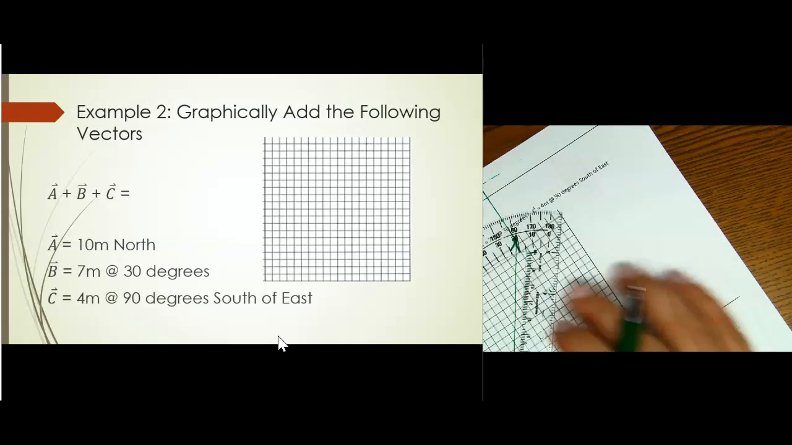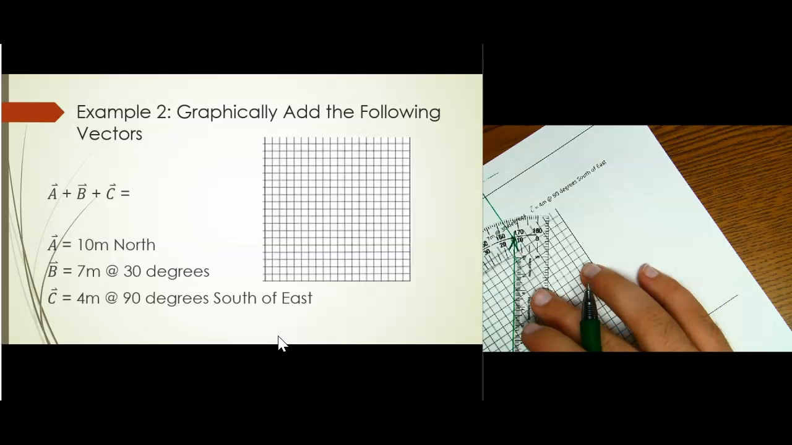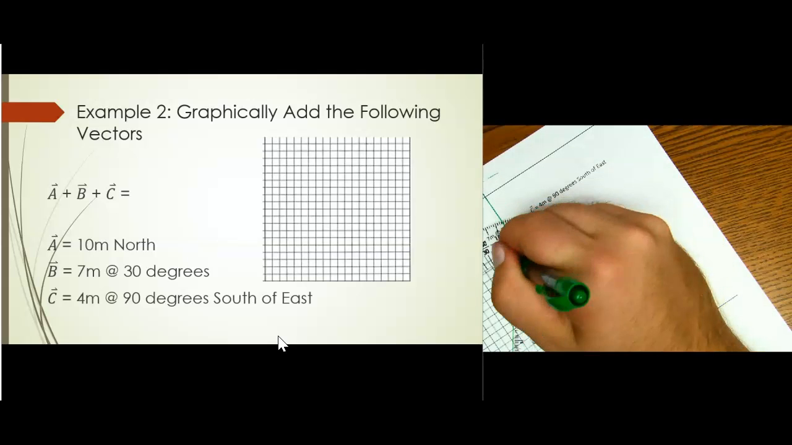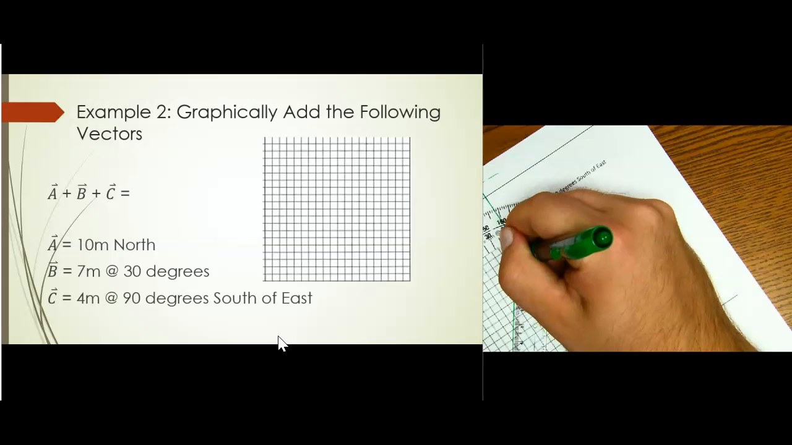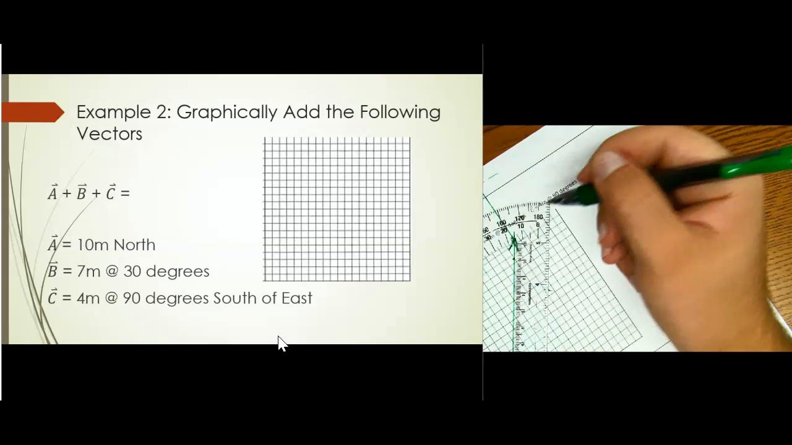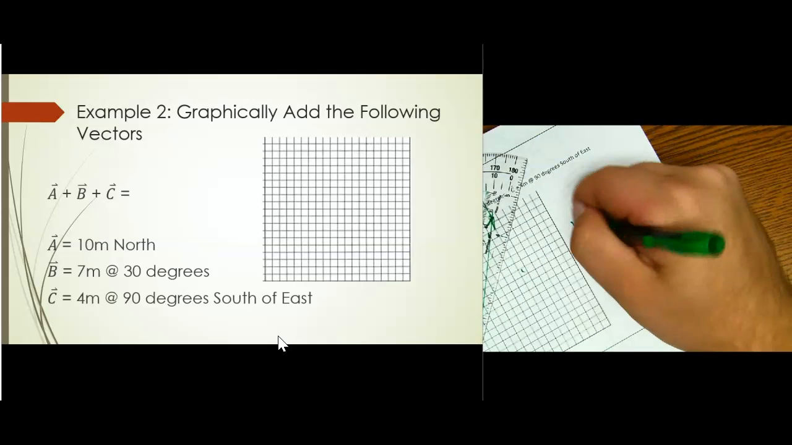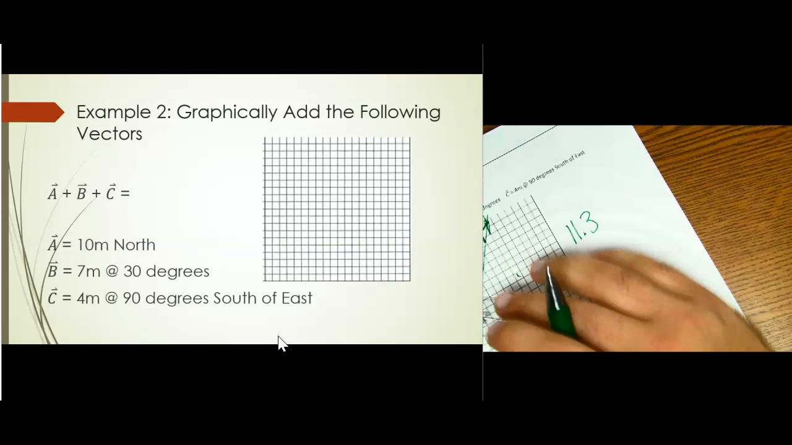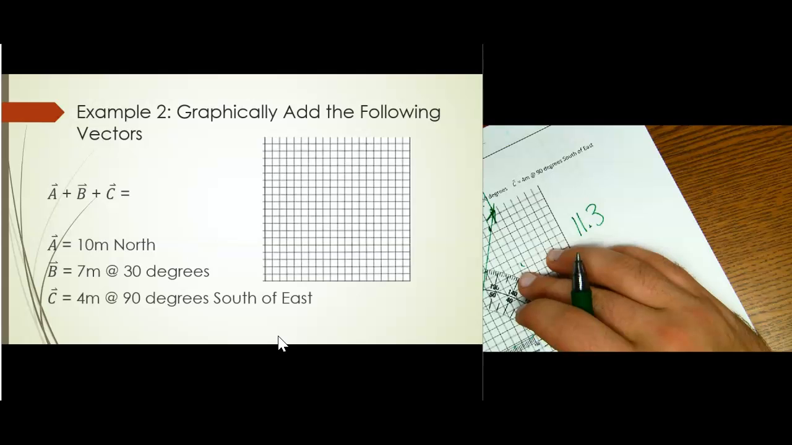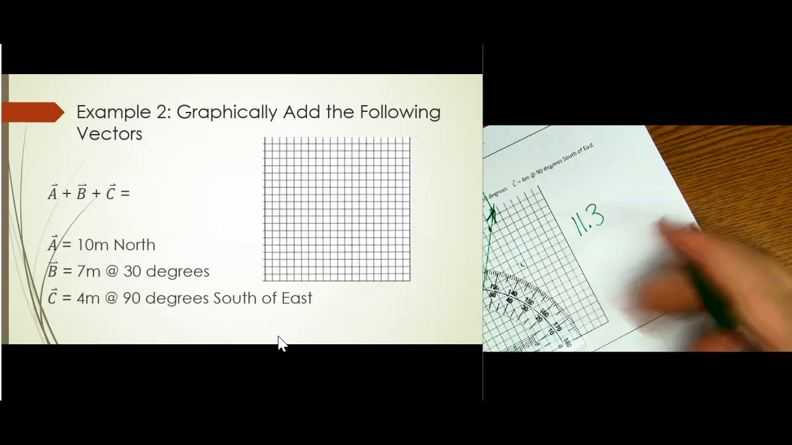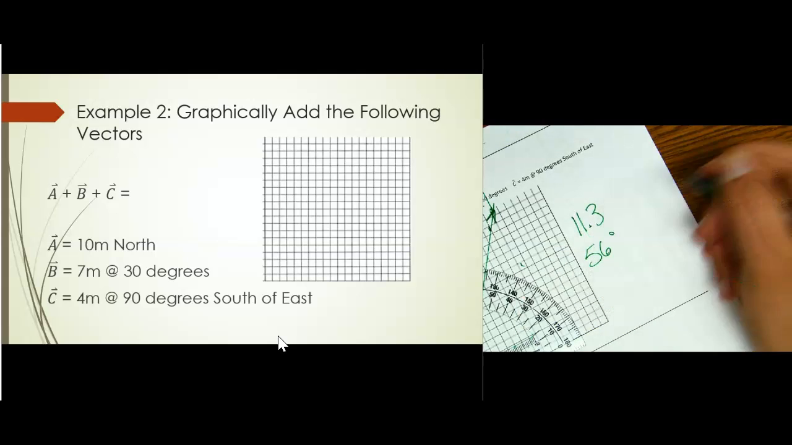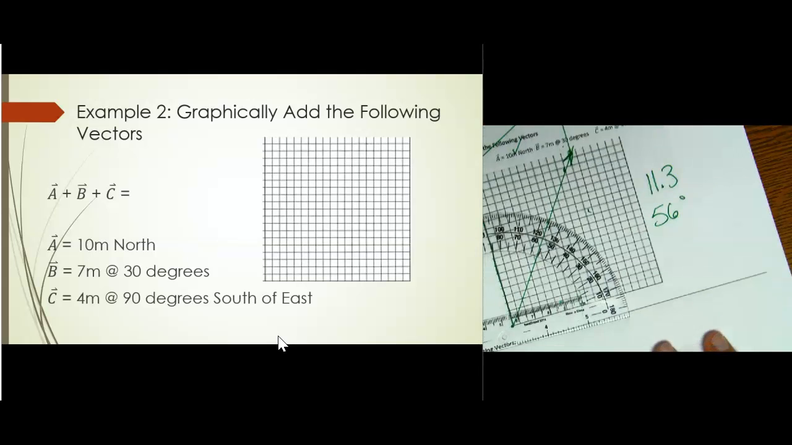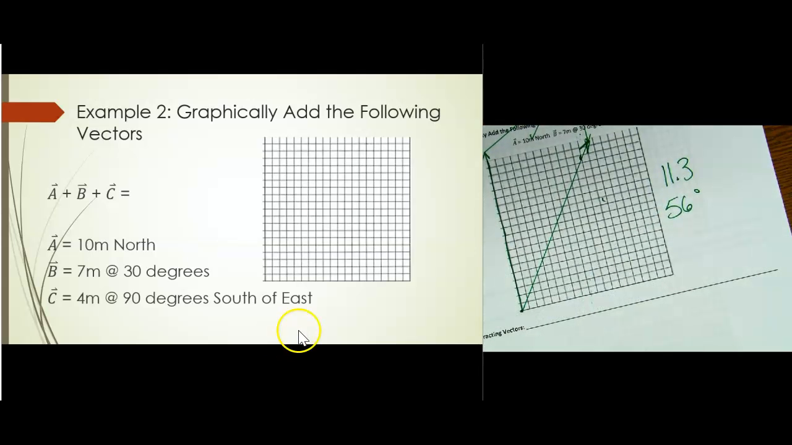Okay, and that distance I'm going to measure. I'm going to measure it real quick. Should be about 11.3. So I measured it. It's 11.3, and the angle it's at is about 56 degrees. Okay, measuring the angle of it, 56 degrees. See how close we were.